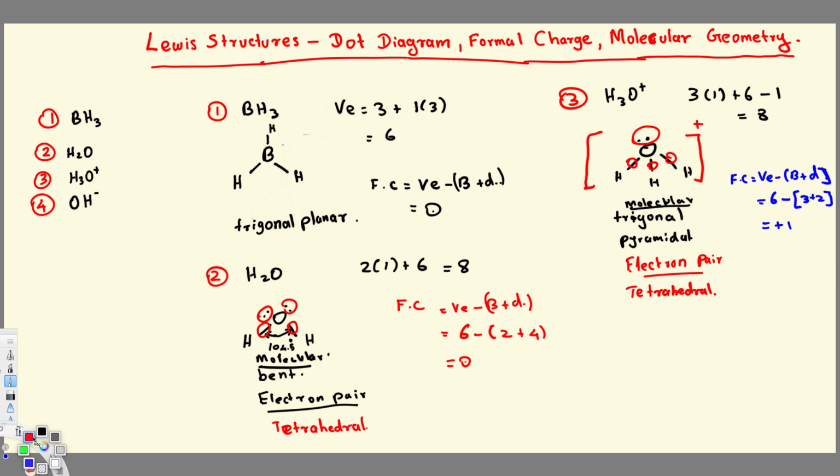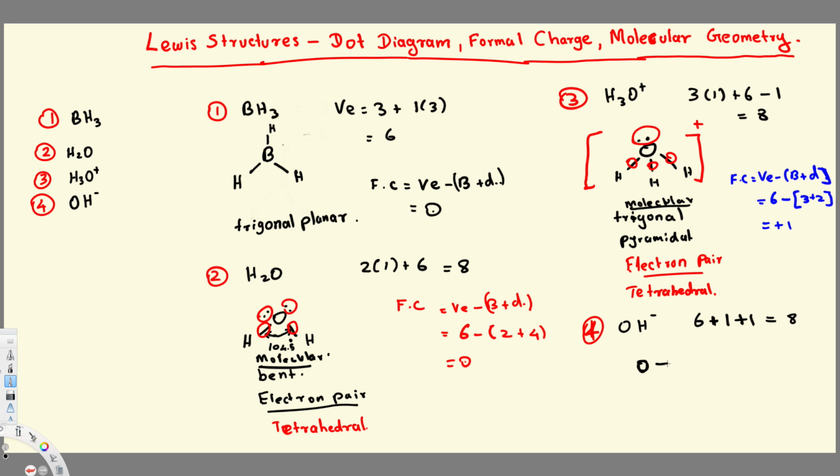And let's look at another one, OH minus, hydroxide. We are going to have OH minus. The total valence electrons: oxygen 6, plus each hydrogen has 1, and we only have 1 hydrogen, so this is just 1. Whenever we have a minus sign, we have to add 1. If it's plus, we have to subtract 1. If it's minus, we have to add 1. So that's going to be 7, 8. Total 8 electrons.